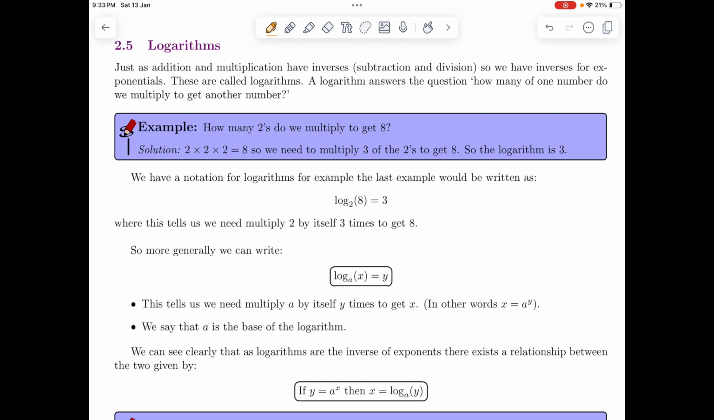One of the most encountered mathematical tools in chemistry is the logarithm. And you can clearly see it's nothing more than addition or multiplication. Just as addition and multiplication have inverses, subtraction and division, we have inverses for exponentials, and they are called logarithms. So this answers the question: how many of one number do we multiply to get another number? Let's say, how many 2s do you need to multiply to get 8? How many copies of 2? It's 3 copies, 2 into 2 into 2. So the logarithm is 3.